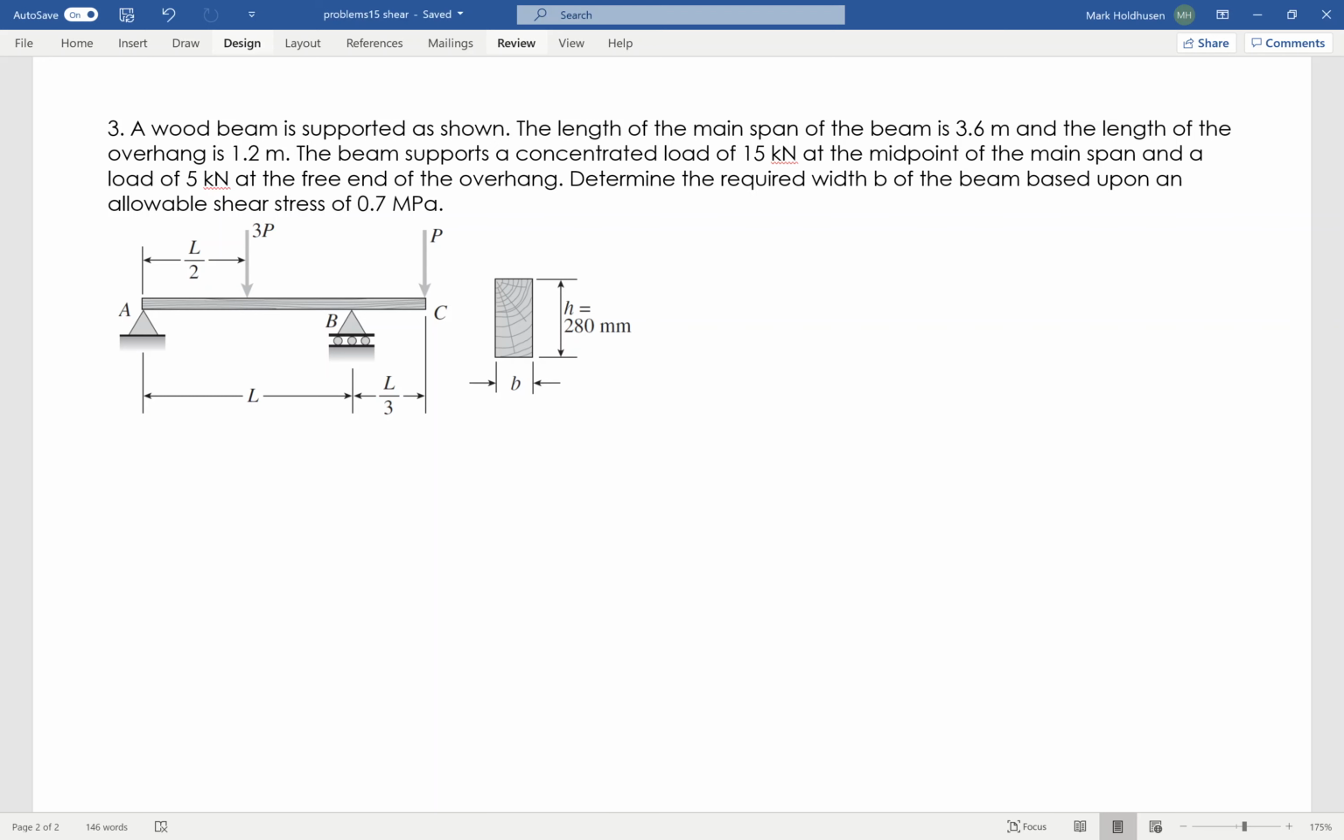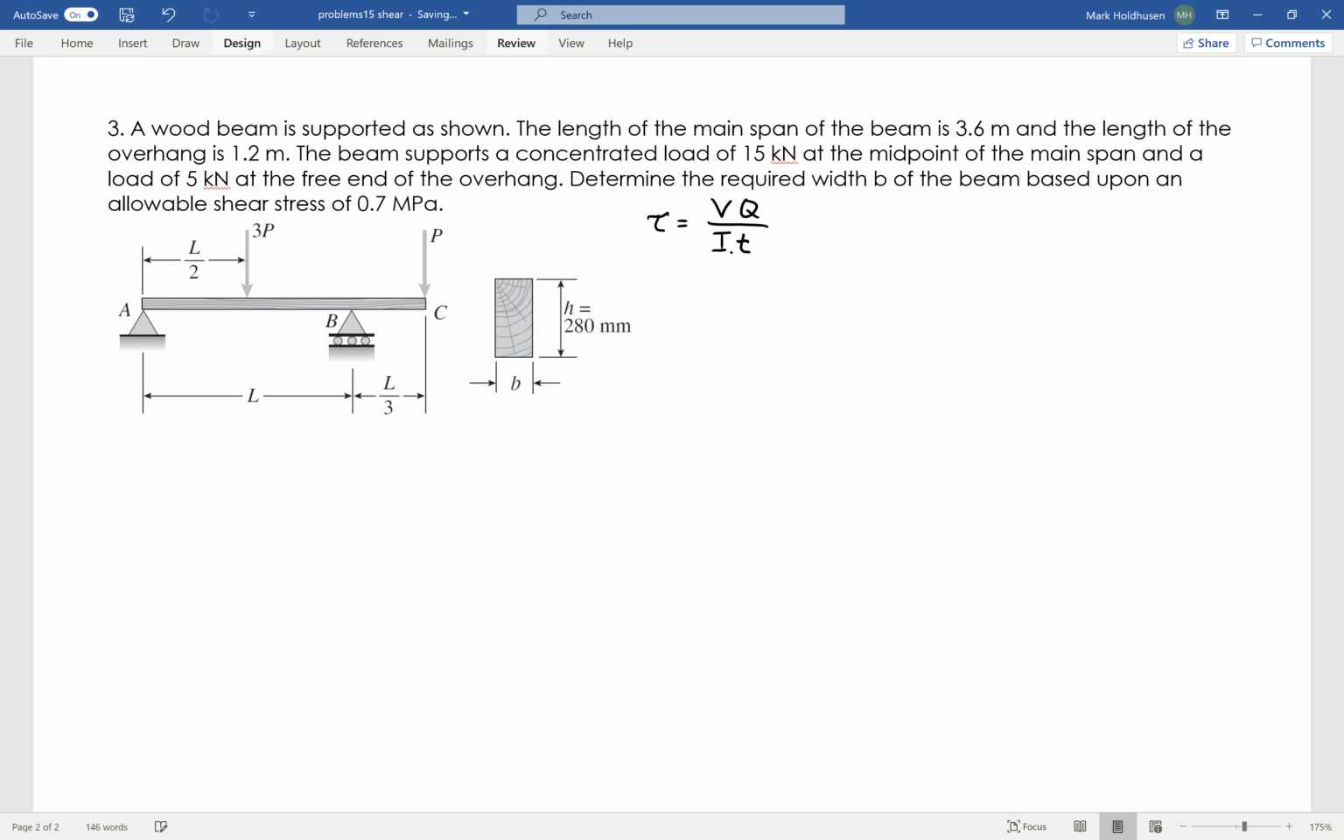Okay, so in this problem, I got a wood beam loaded as shown. Let's see here. It wants me to find basically B so that I don't exceed 0.7 megapascals in stress. So the first thing I need to do, again, my equation that's going to govern everything for transverse shear is VQ over IT.